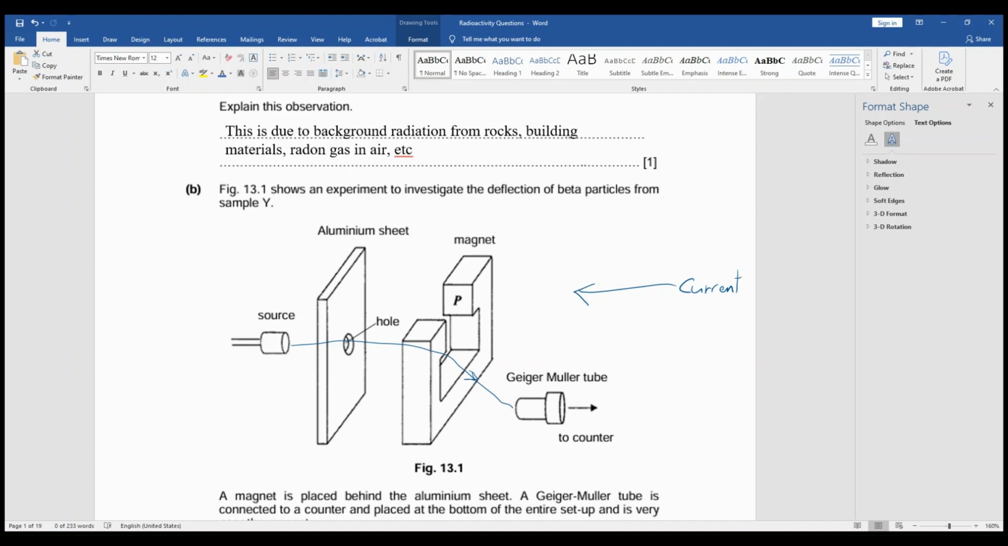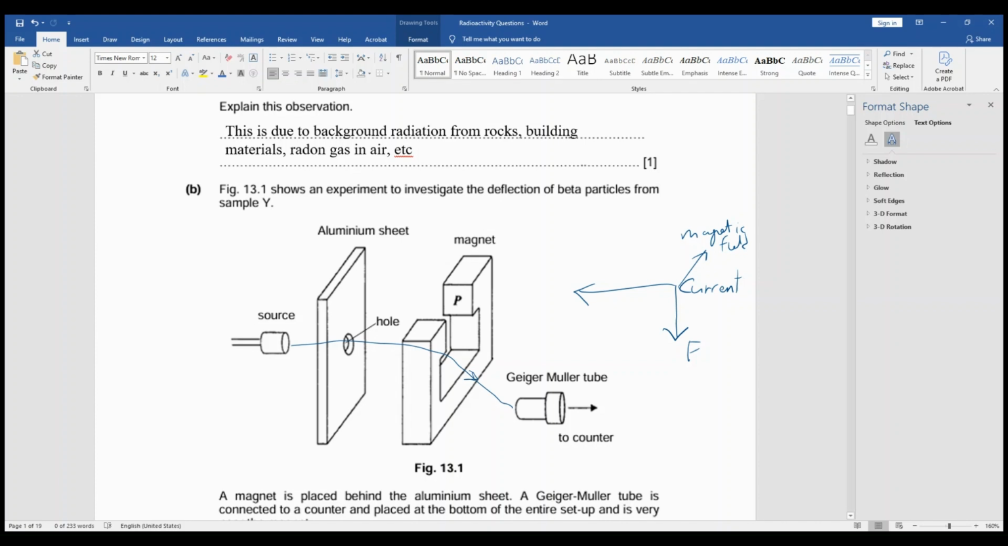Okay, we do not know the magnetic field, so we'll skip the magnetic field for now. But we do know that there is a force directed downward that deflects the beta particle downward. So this is your F, that's your current. So in this case, use your Fleming left hand rule. You will see that your magnetic field is directed into the page.